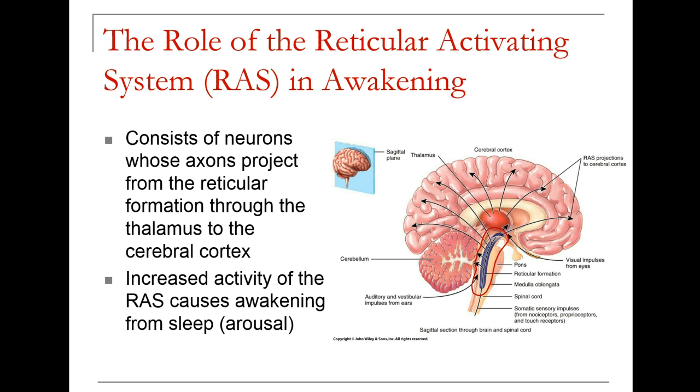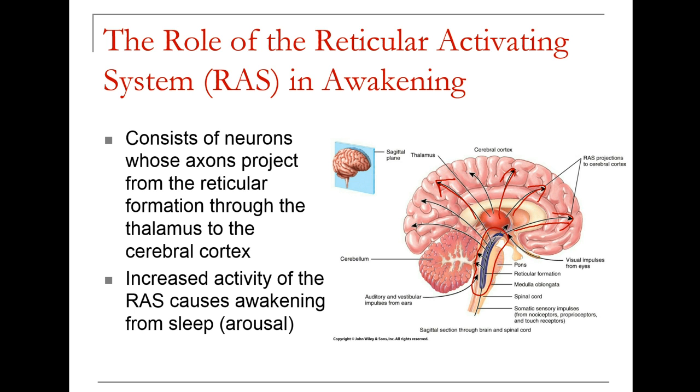So axons from this go up through the reticular formation. This carries some baseline sensory information, and it will go up through the thalamus up to the cerebral cortex, and you can see that it's widely distributed. The final points to the cerebral cortex are very widely distributed, covering a large area. So this will generally increase the activity of the entire cerebral cortex, and that should cause awakening from sleep.